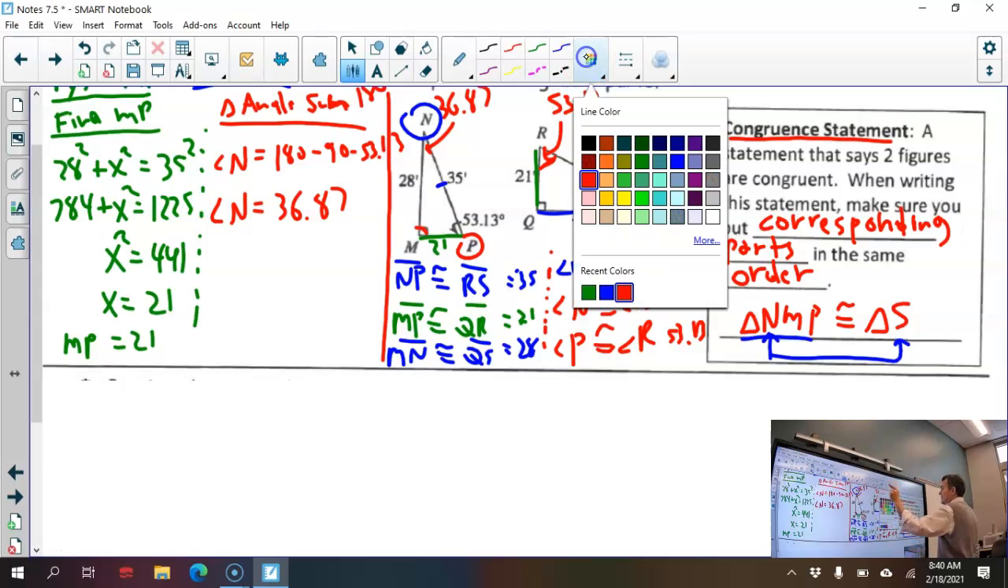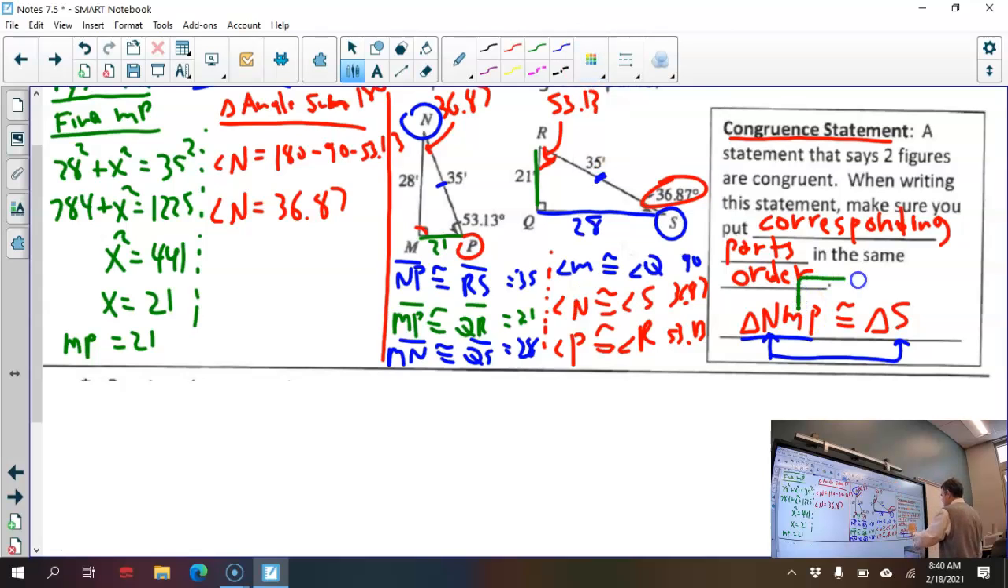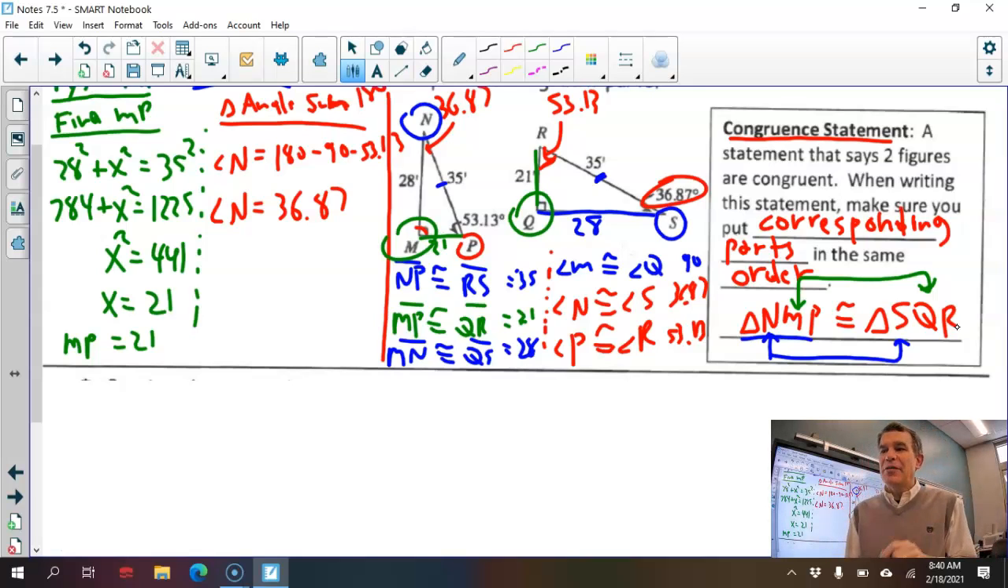And then on the left, I have the M next. So the M must correspond to its letter. Well, the M corresponds to the Q. They are both the 90-degree angles. So I need to put the Q next. And then, of course, that leaves the P corresponds to the R. It is important that when you name the triangles, you name the three letters in corresponding order with each other. Okay. So I spent a long time on that, so we can go a little faster here now.